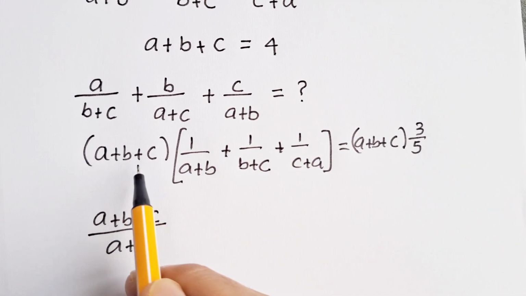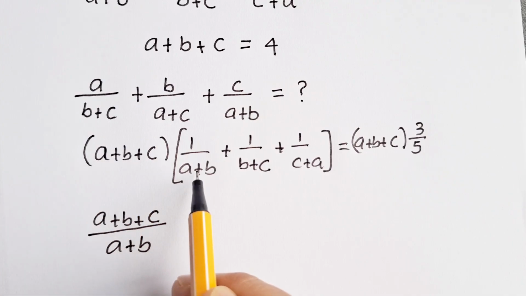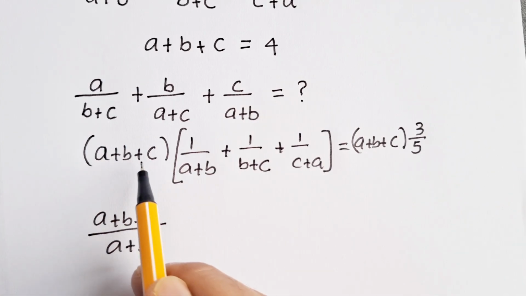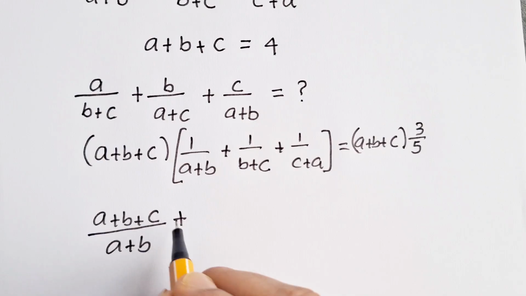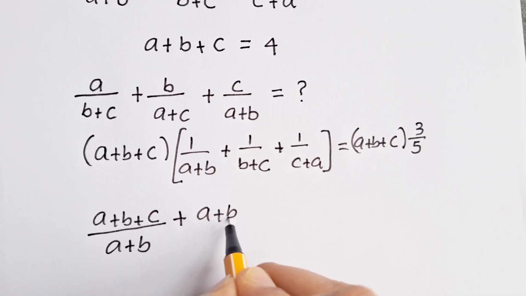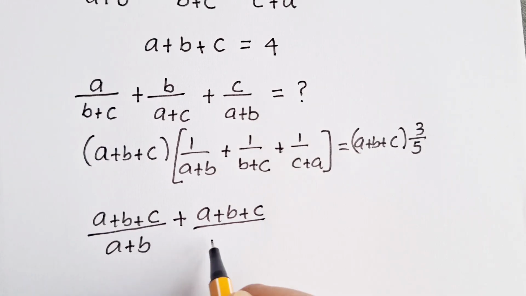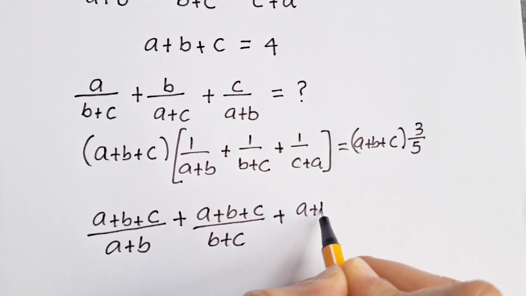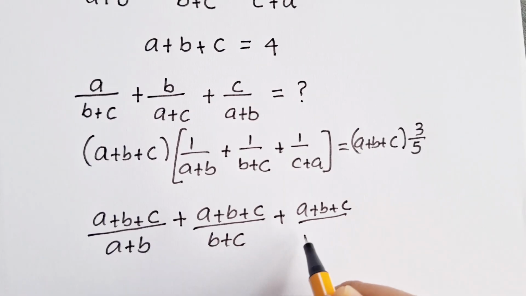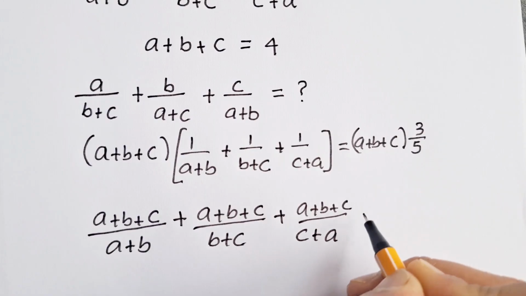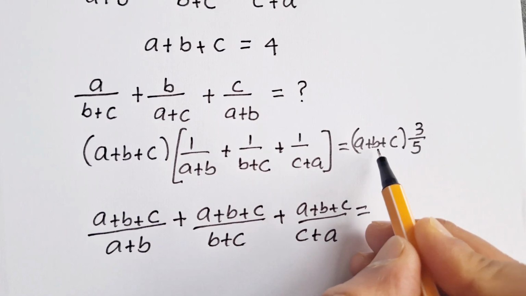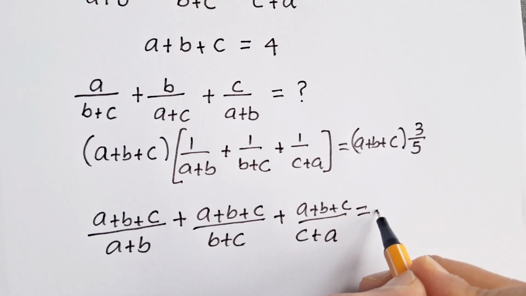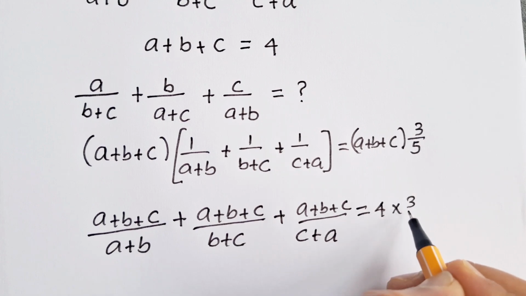We have to multiply these three factors by a plus b plus c, so we get a plus b plus c over a plus b, plus a plus b plus c over b plus c, plus a plus b plus c over c plus a, equal to, here a plus b plus c equals 4, I'm going to substitute that, 4 times 3 over 5.